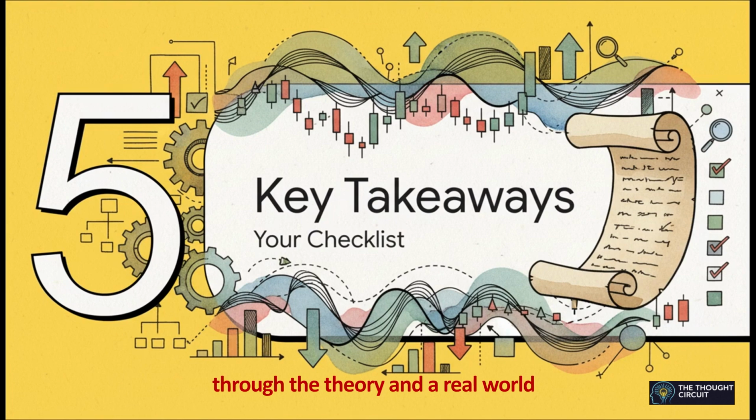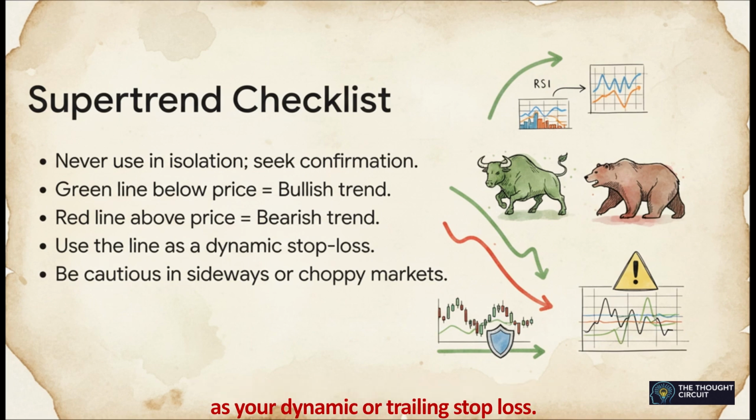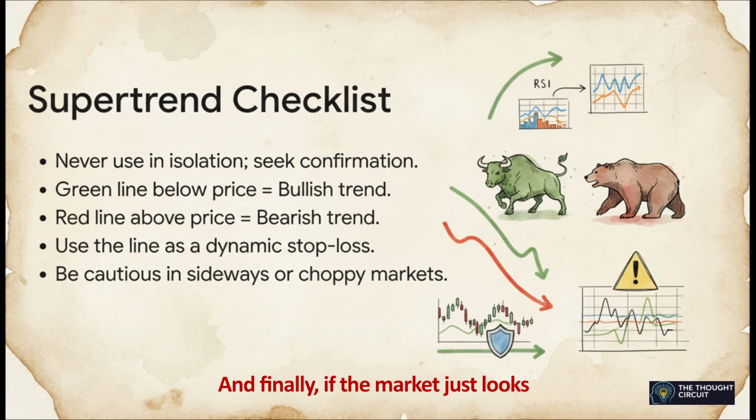So, after going through the theory and a real-world example, what are the absolute must-remember points to take away from all this? Let's put together a quick checklist. Here it is, your Supertrend cheat sheet. First, and this is the most important one, never use it by itself. Number 2, green line below the price means a bullish trend. Red line above the price, bearish trend. Remember to use that line as your dynamic or trailing stop loss. And finally, if the market just looks choppy and directionless, be super cautious about the signals it's giving you.